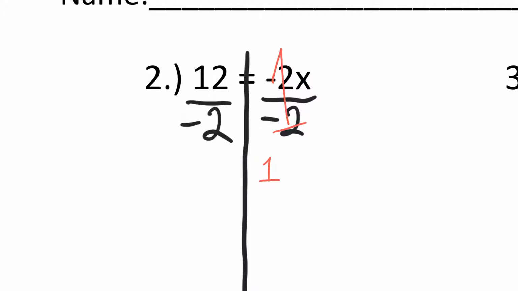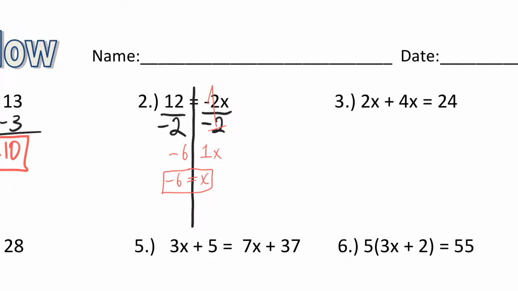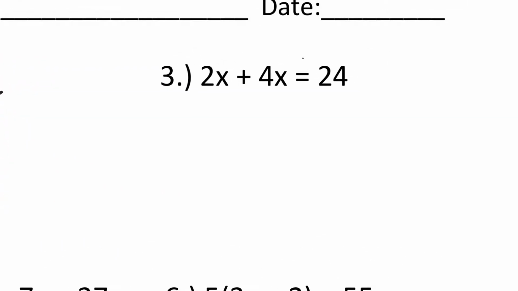So that gives me 1x here. And then what's 12 divided by negative 2? Negative 6. So x equals negative 6. All right, number 3. Good. Add the x's, get them together. They're on the same side, so you just put them together like that. So 2x and 4x makes what? 6x. So we get a 6x here.